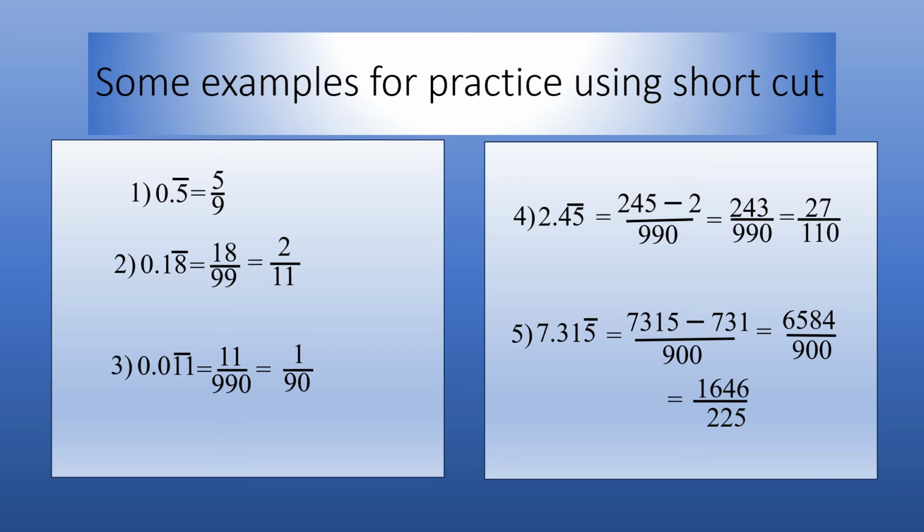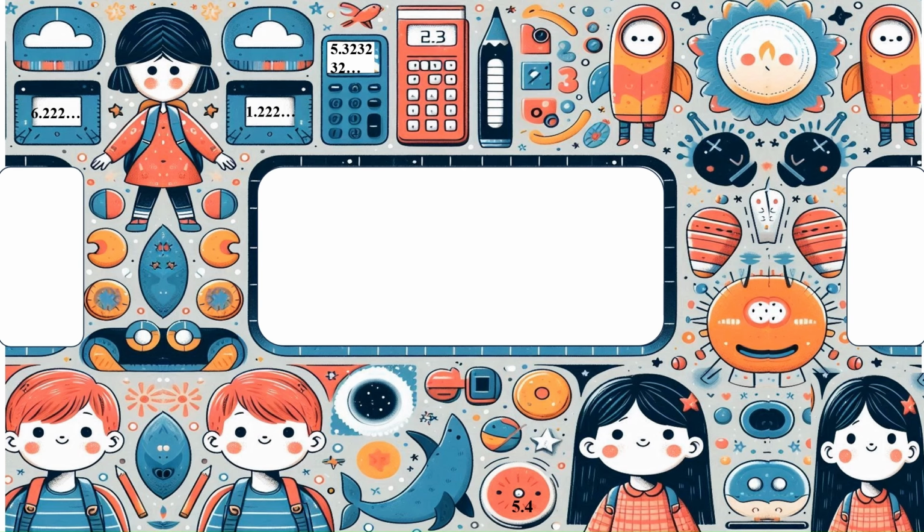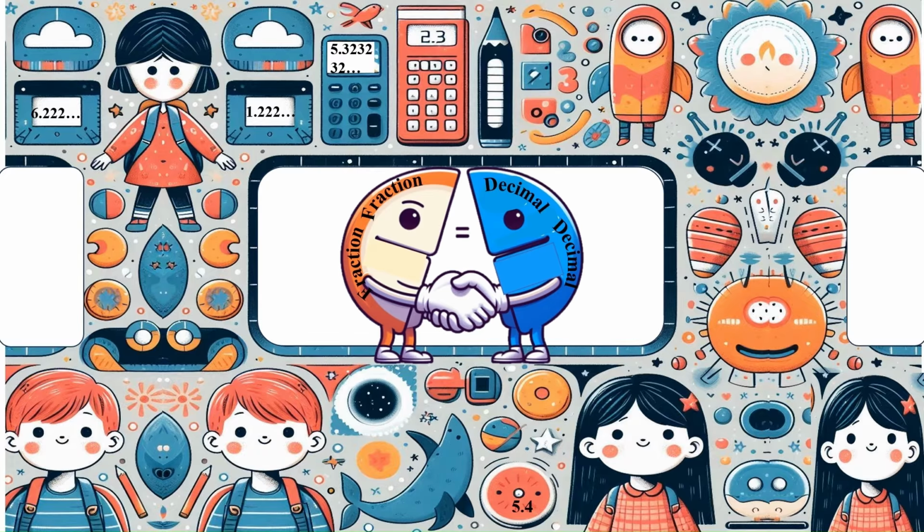Here are some examples. You can use the shortcut method and try to answer them. As I had told you before, fractions and decimals go hand in hand. Now 7 by 20 is the same as 0.35.